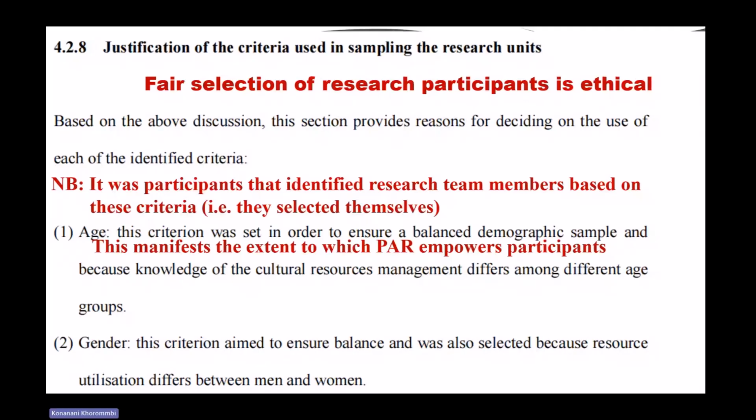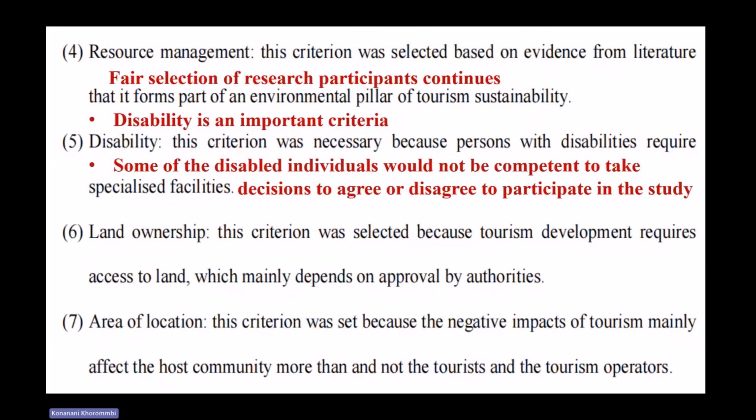And this is just a continuation of the listing of all the criteria, and the reason why each criterion was important. In front of the criteria that I've put down, I've numbered them, then I indicate why it was important. For example, if you look at criterion number 4, which is resource management, it says this criterion was selected based on the evidence from literature that it forms part of the environmental pillar of tourism sustainability. Because if you don't manage the resources, then the resources would be damaged through tourism development.